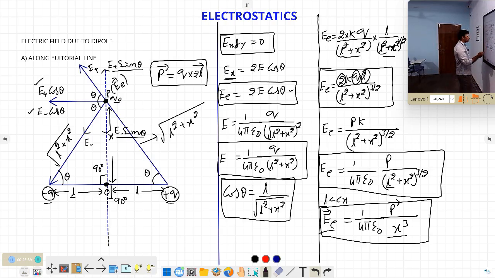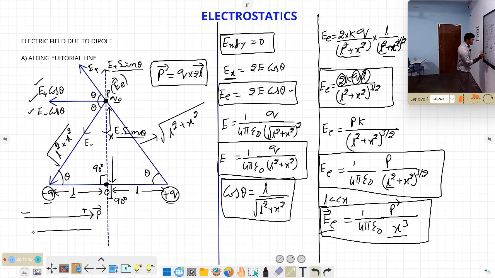If you observe the diagram, here I take the negative charge and the positive charge of the dipole. What is the direction of the dipole moment? Already you know that. The direction of the dipole moment is from negative to positive, like this. This is the direction of the dipole moment, that is P. But if you see along the equatorial line, what is the direction of the electric field? It is left to right. That means this is the direction of the electric field we got.